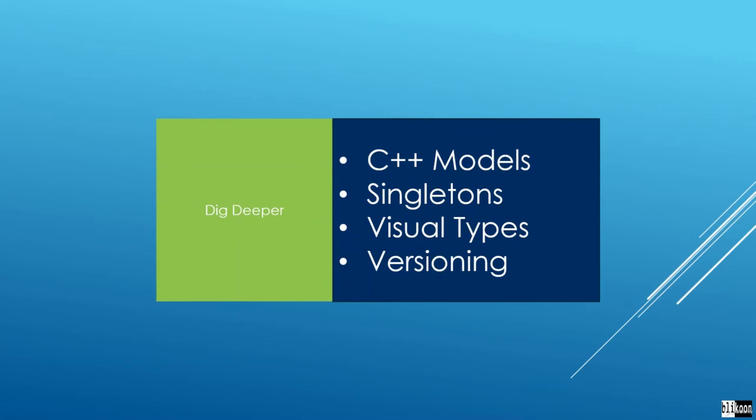You can also learn about how to expose your classes as singletons, building your own visual types, versioning your QML types so that your users can run different versions of the APIs that you provide. These are the topics I do recommend to look at if you really want to know more about how you can get your C++ and QML sides to talk to each other.